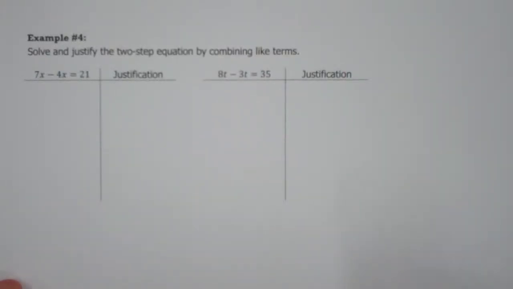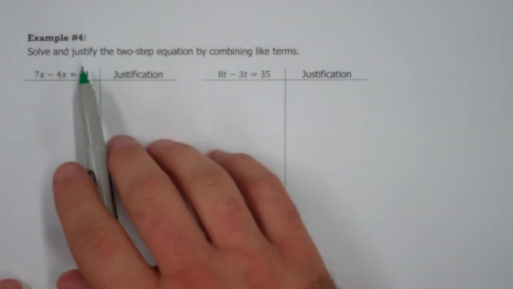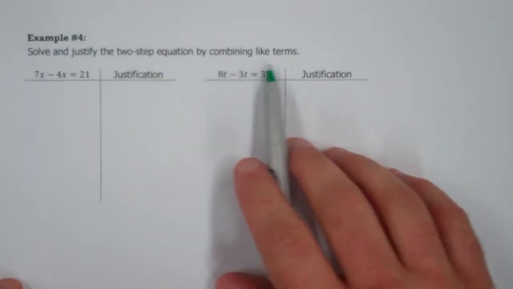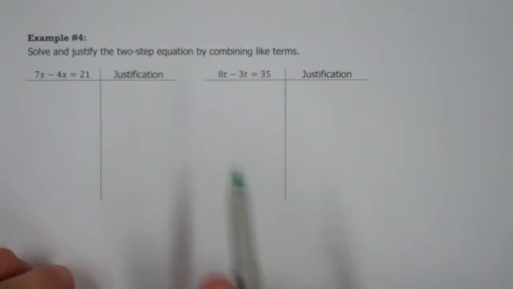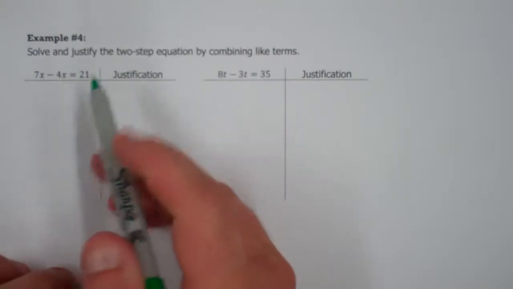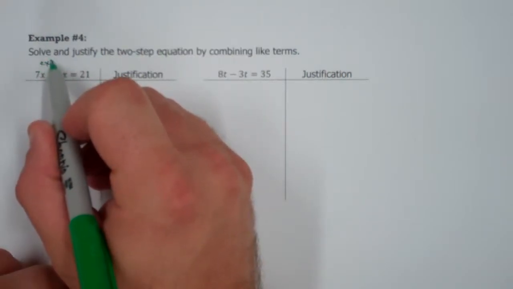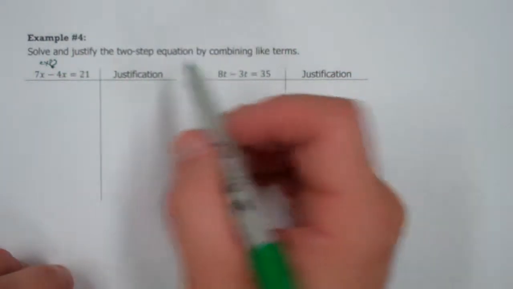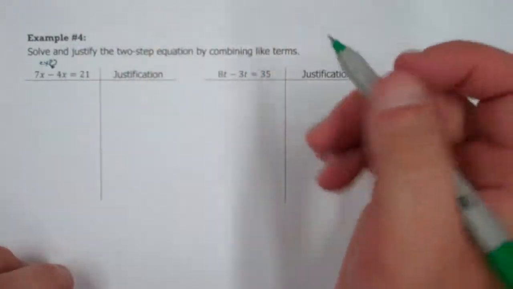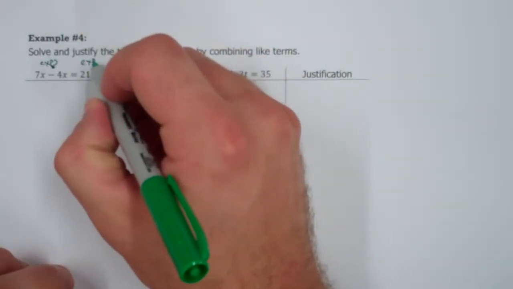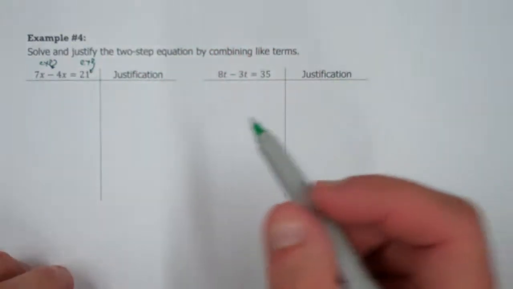Just a couple problems from example 4 here. We need to solve and justify these two-step equations by combining like terms. If we think about this equal sign, we can think about this entire left side as being just an expression. So this whole thing over here is just an expression. The equal sign separates two expressions. It's a statement that the two are the same. So this is an expression over here as well.